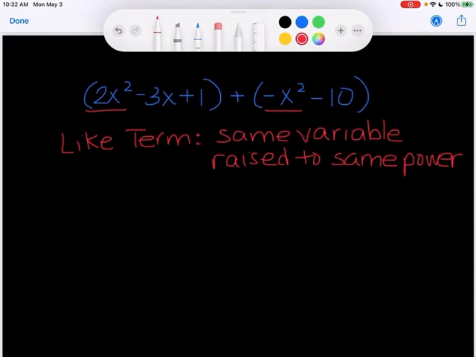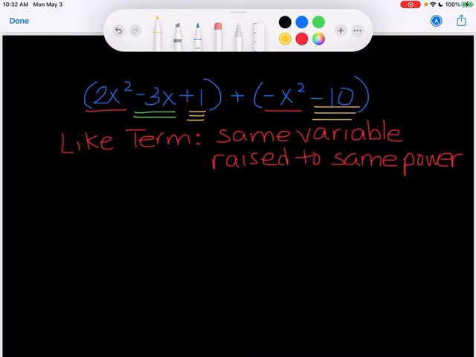We've also got negative 3x here, so it's just x to the first. There is no other x to the first in here, so there's nothing else I can combine that negative 3x with. Then I've got 1. That's a constant, so I can combine it with any other constant. So I can combine that with negative 10.